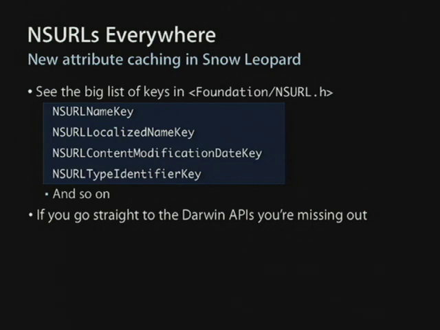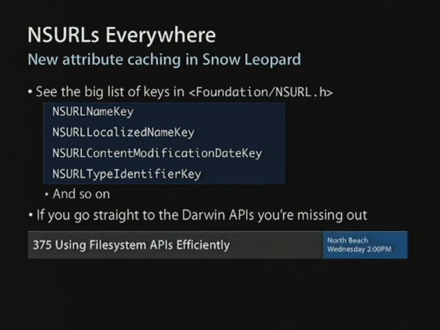That's not actually stored in any file system. So there are about 40 of these keys. I'm just showing you 4 of them here on this slide. So have a look at that. And what I want you to know while you're writing your own code is that if you go straight to the Darwin APIs, you're missing out on this NSURL level caching that we're doing. So we want to funnel everything through NSURL for getting at this kind of stuff. And you should too. We'll all be using the same cache and reducing the amount of I/O and hitting the disk or hitting the network server or whatever that happens. So this is all discussed in very great detail yesterday in session 375, using file system APIs efficiently.